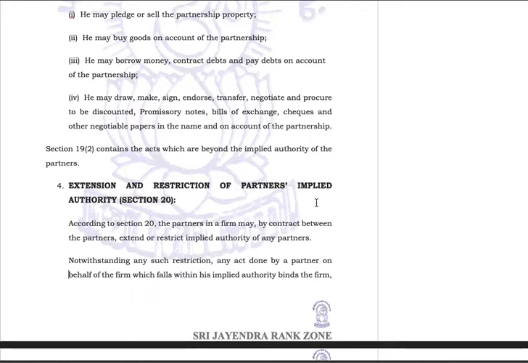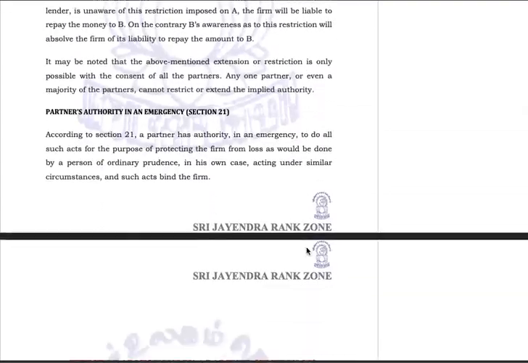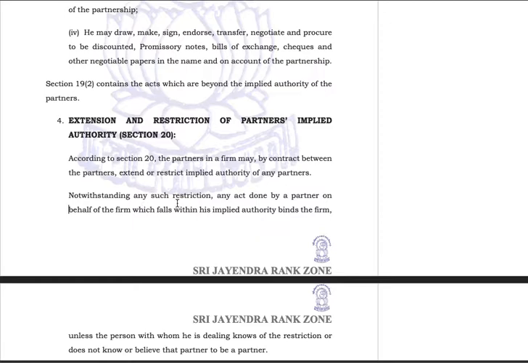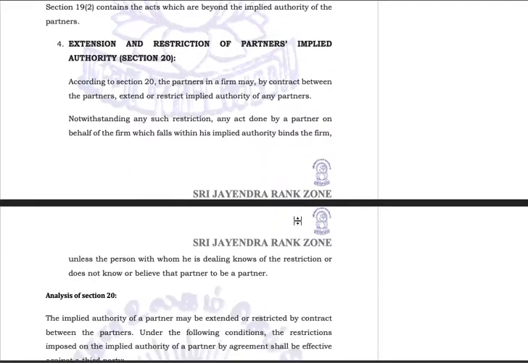Extension and restriction of the partner's implied authority. According to Section 20, the partners in a firm may, by contract between the partners, extend or restrict the implied authority of any partner. Notwithstanding any such restriction, any act done by a partner on behalf of the firm which falls within his implied authority binds the firm.